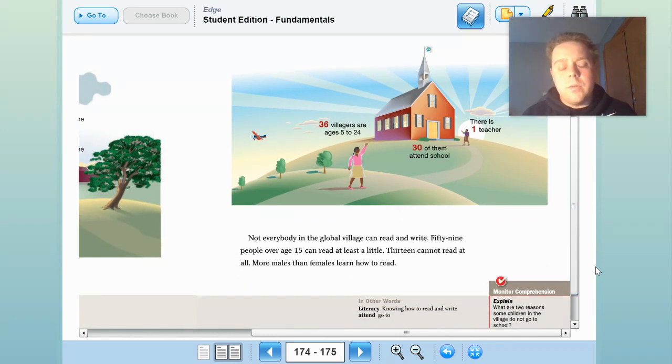Not everybody in the global village can read and write. 59 people over the age of 15 can read at least a little. 13 cannot read at all. More males than females learn how to read.